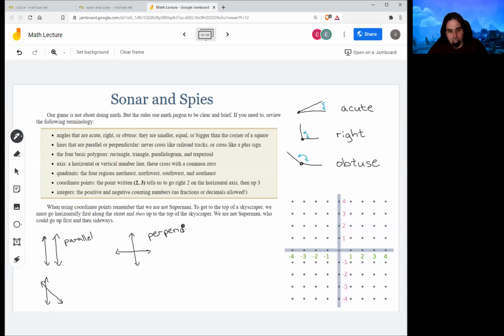Our class has already talked about the 4 basic polygons: the rectangle, triangle, parallelogram, and trapezoid. There's also a square, but squares are just special cases of rectangles.